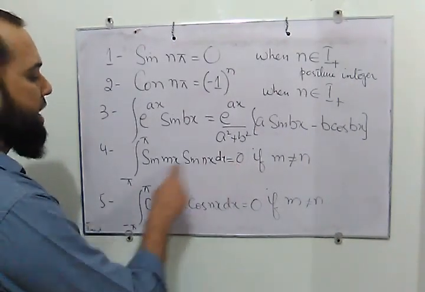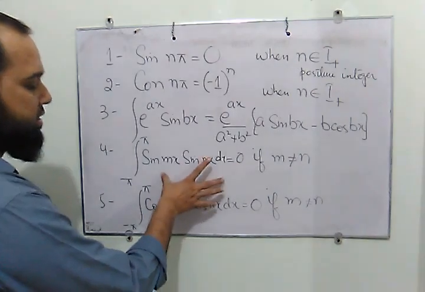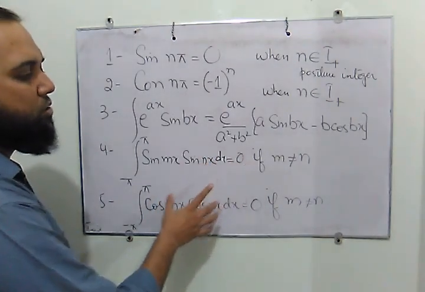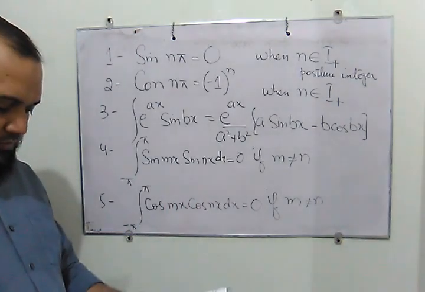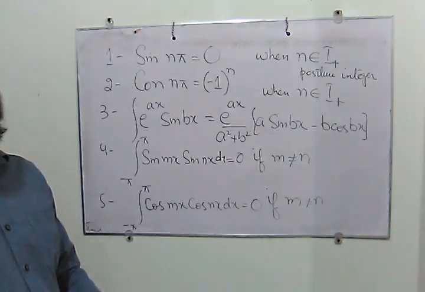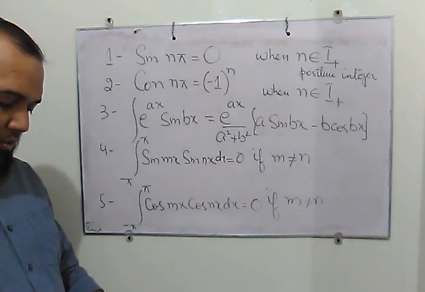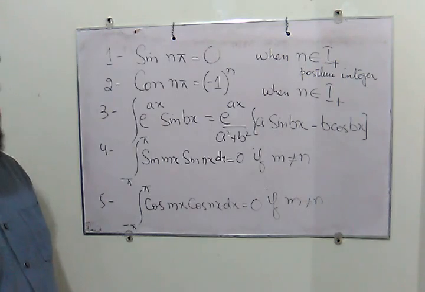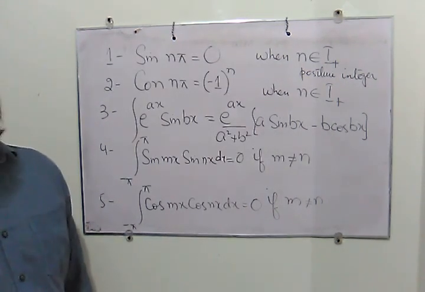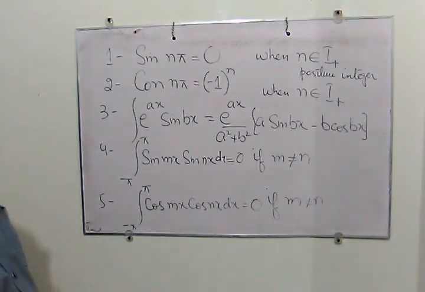What happens if m is equal to n? Then this integral will have a constant value. We will see what the constant value is when we solve the heat equation, wave equation and Laplace equation. So this is the review of Fourier series. Then it is better if we solve a question of Fourier series.